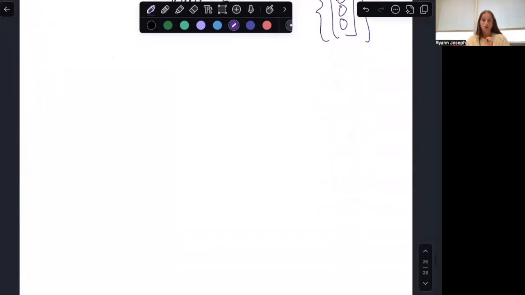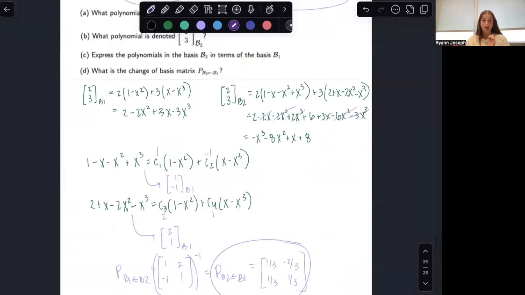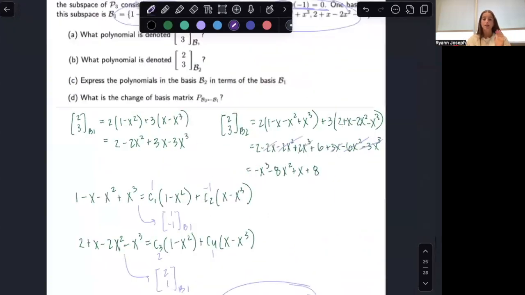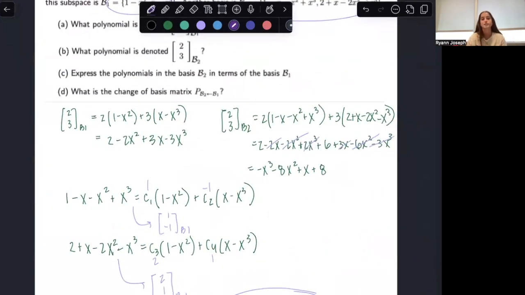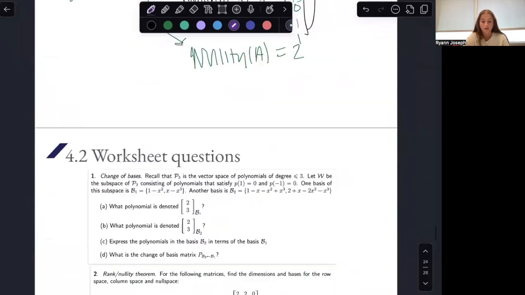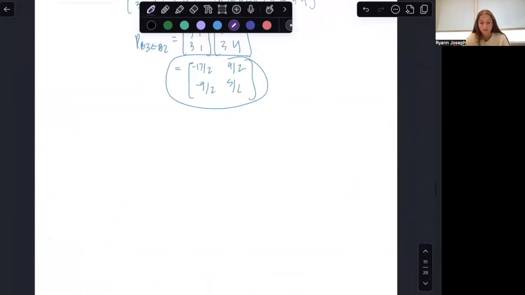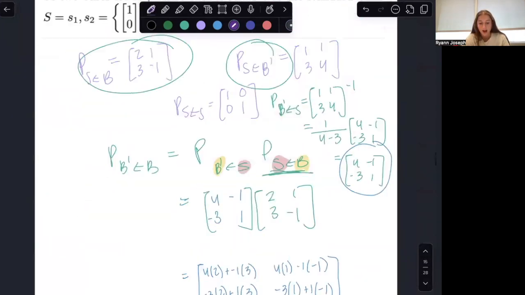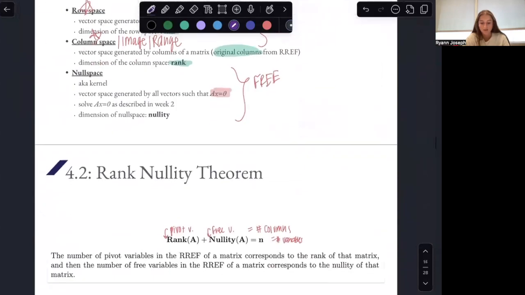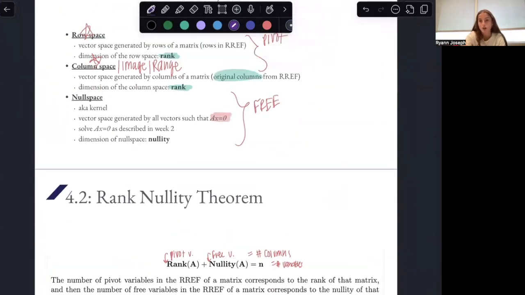So yeah, that is 4.2. It's a bit of change of basis, a more complicated topic that is going to require some practice, and then the rank nullity theorem and the idea of row spaces, column spaces, and null spaces, which are, I think, really cool and not that challenging and just important to know in the future. But yeah, that's 4.2.